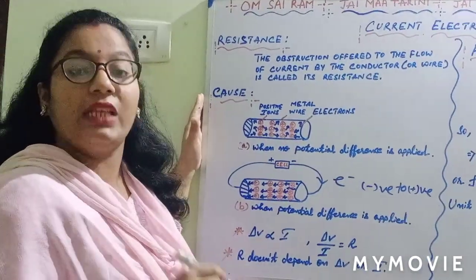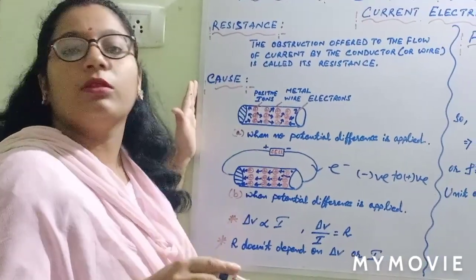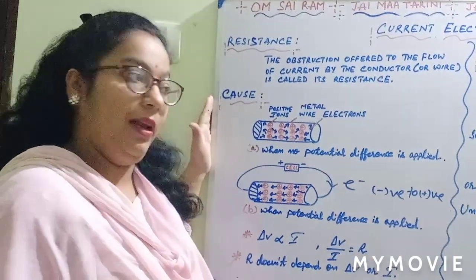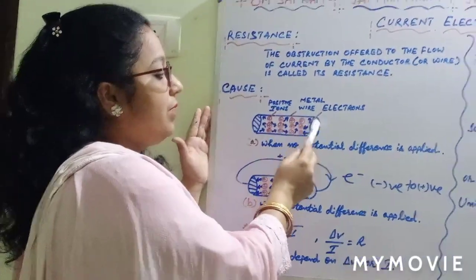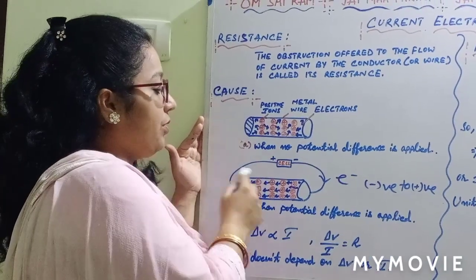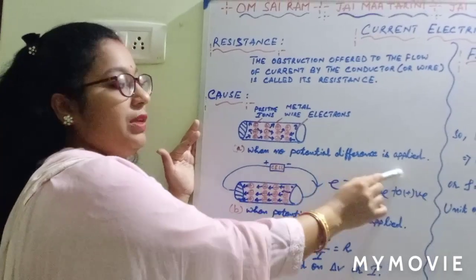These electrons are known as free electrons. You must have read in chemistry also about the outermost electrons, those that have the capability of jumping out of the valence shell. Here in physics, we call them free electrons that have the capability to move. Now there is no net flow of electrons since there is no potential difference applied.